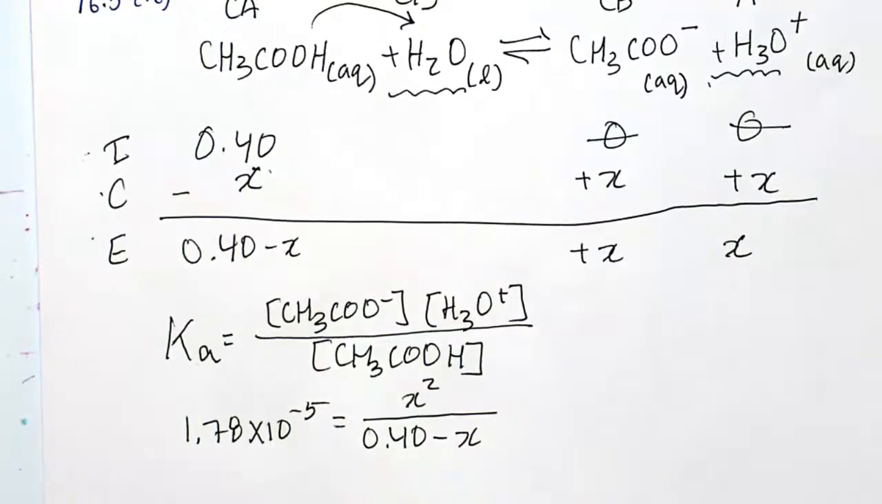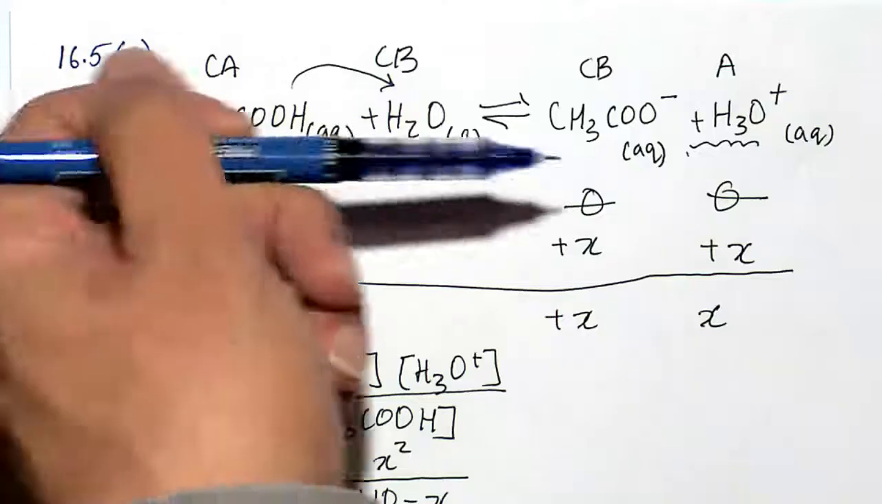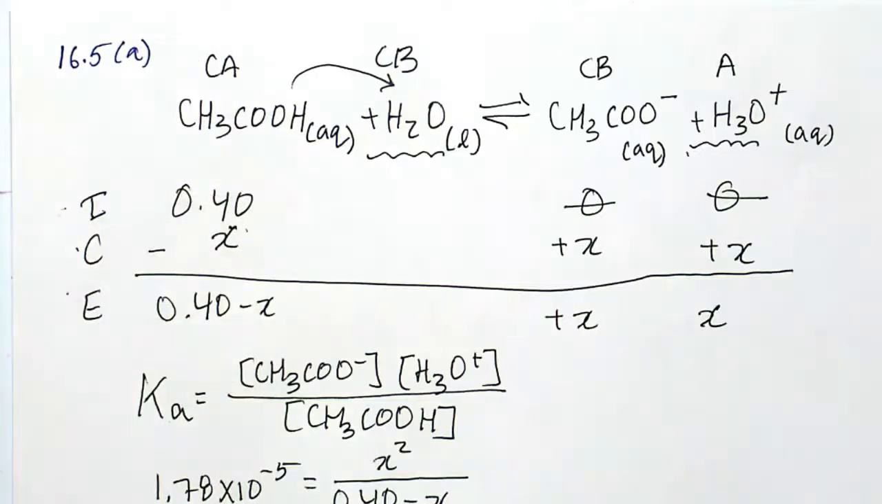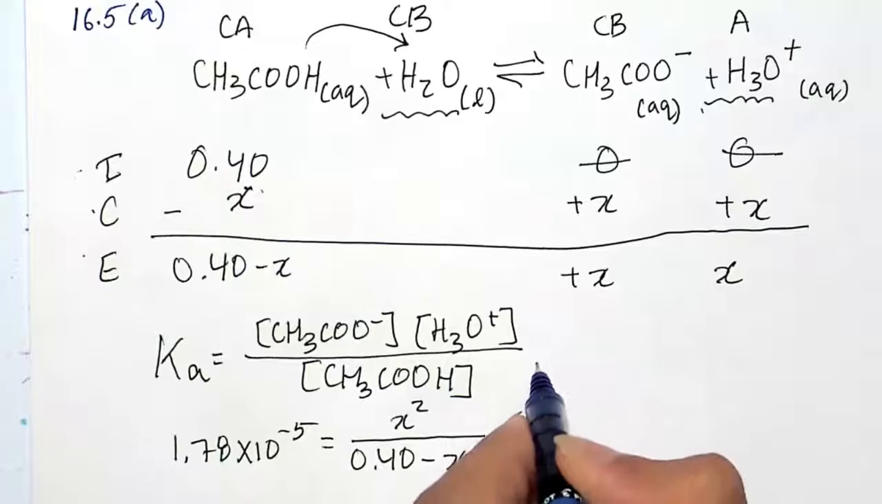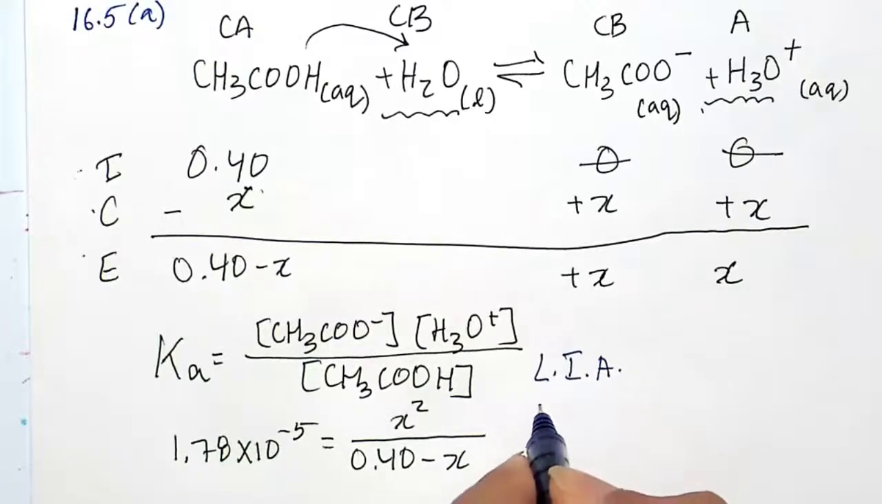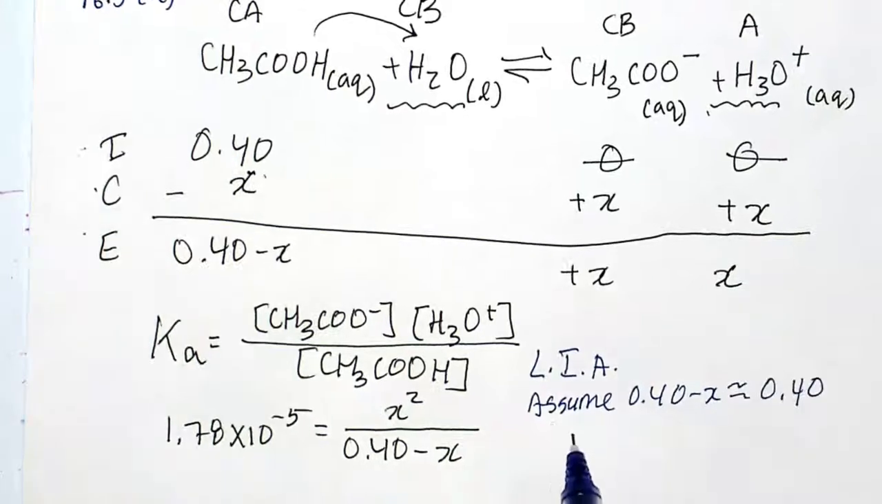Okay, I'm going to go ahead and use my low ionization assumption and assume that 0.4 minus x is essentially 0.4. That is to say, this ionization, the reaction going this way, is going to be so small and so insignificant that 0.4 minus x is essentially going to be 0.4. So this is called the low ionization assumption. If this ionization is greater than 5%, then this assumption fails, and we have to solve for x using the quadratic equation.